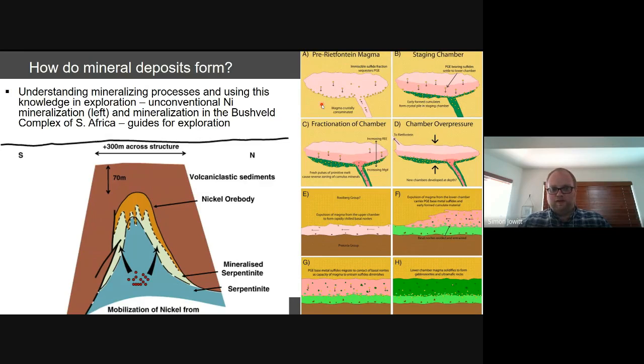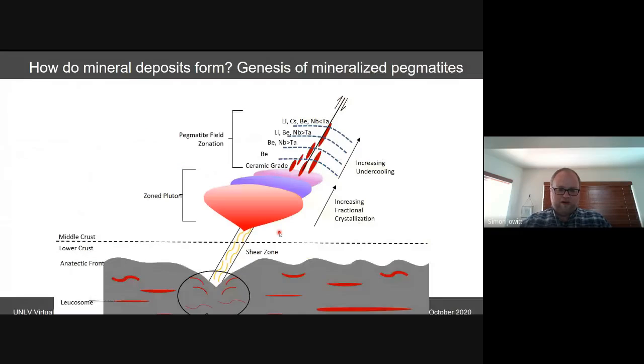We have examples of magmatism that forms mineralization and the various stages involved in that formation of the mineralization. Both of these can be used as guides for exploration in areas that might host similar mineral deposits. And we can do this closer to home.